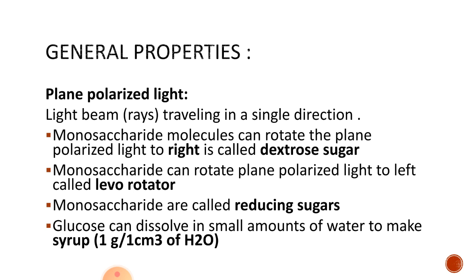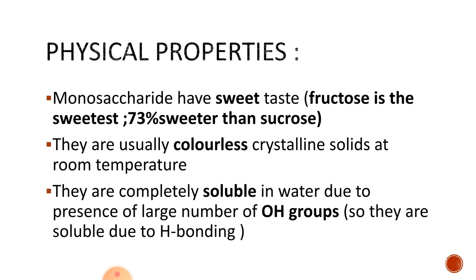Monosaccharides are called reducing sugars because they are reducing in nature. They have reducing power, they contain reducing agent properties. Glucose can dissolve in small amounts of water to make a syrup. It means that in 1 centimeter cube, a very small quantity of water, 1 gram can be dissolved and it can make a syrup of glucose. That is important in dextrose drips. We have already discussed that point.